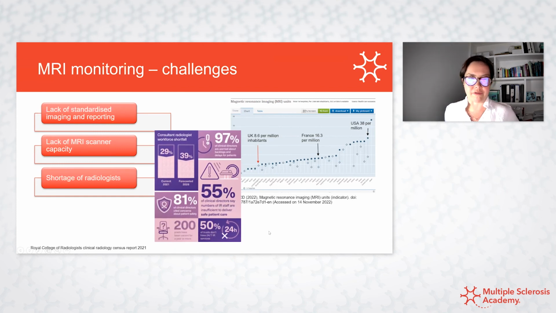So not only do we have a lack of MRI scanning capacity, but we also have a shortage of radiologists. For 2021, we were 29% down on consultant radiologists. This is from the RCR census of 2021, from their report, and these are the headlines, projected to be 39% by 2026. So the number of consultant radiologists is not going up as quickly as the demand for MRI is.